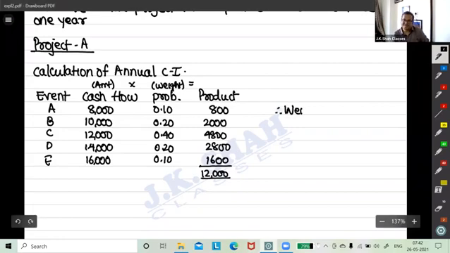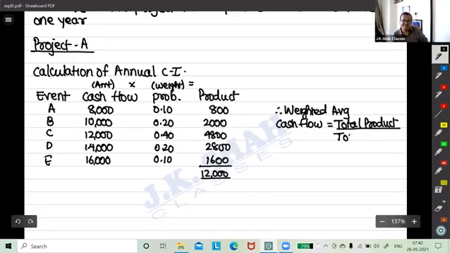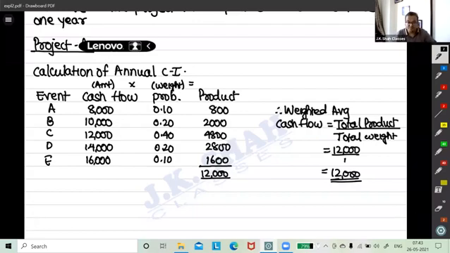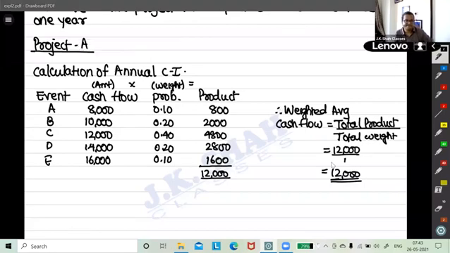Therefore, now see it is not necessary, but still I write weighted average cash flow would be, you should be knowing now what happened exactly. Total product upon total weight. Sir, we know total weight is going to be 1. I agree with you guys, but it is good to write and show. That helps us a lot when we revise. So we remain clear to what we are doing. Yes, weighted average cash flow, correct.